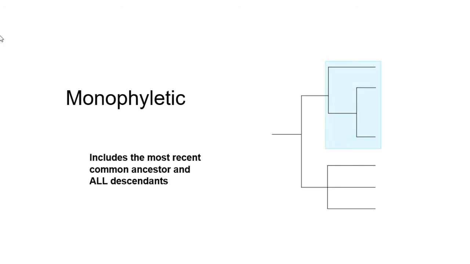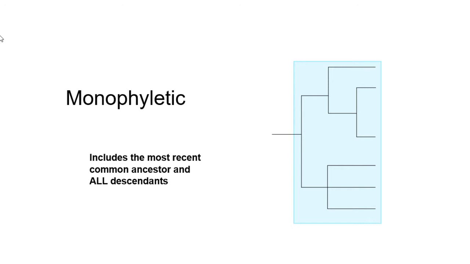Remember that we can nest those groups within one another. But both of those represent monophyletic groups. And if we think about it, so too does this entire phylogeny, because it shares a most recent common ancestor, and it identifies all of the descendants of that most recent common ancestor.